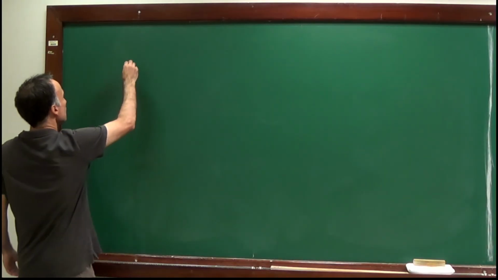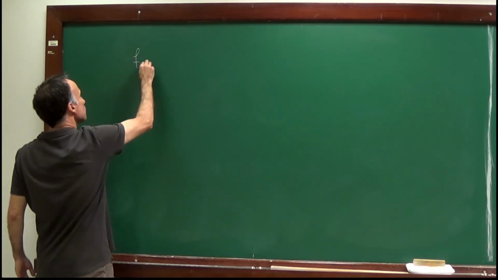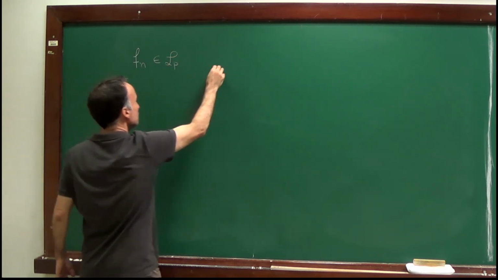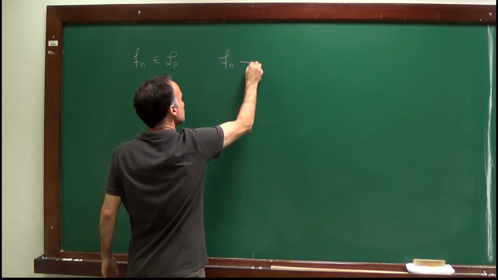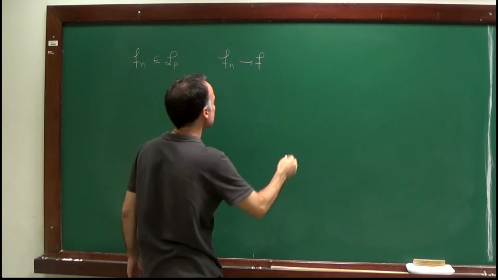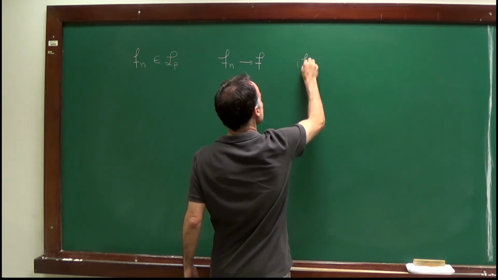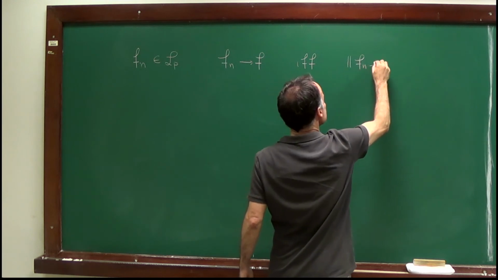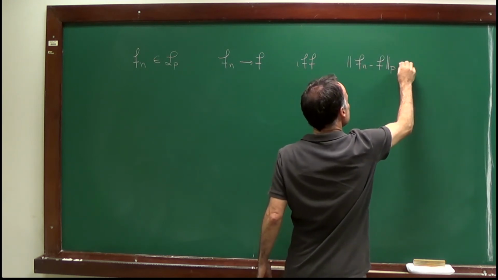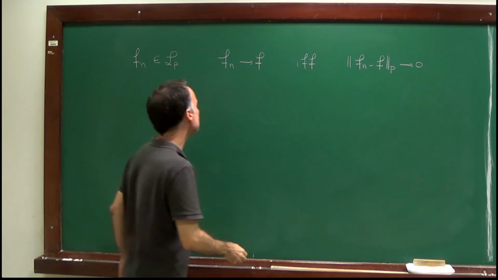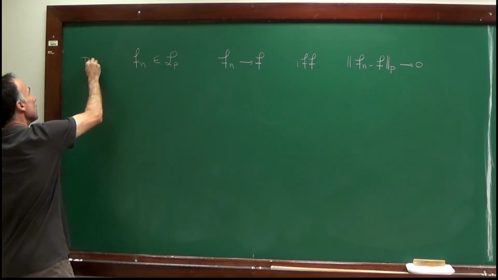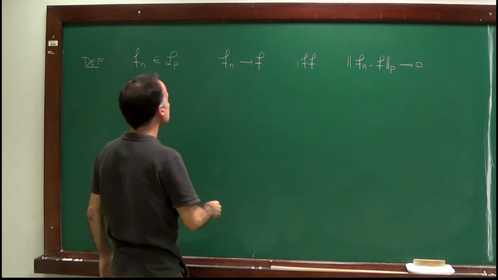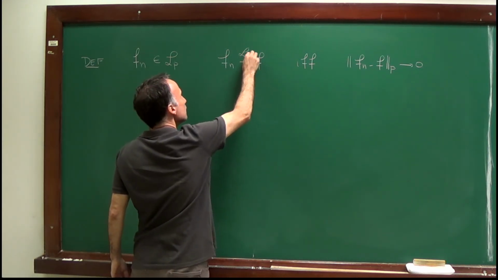So now we will introduce a topology. We'll say that a sequence of functions f_n in L^p converges to a function f in L^p if and only if the norm of the difference, the distance, converges to 0. So this is a definition. It's a new concept of convergence, and that convergence will be represented by this symbol L^p.